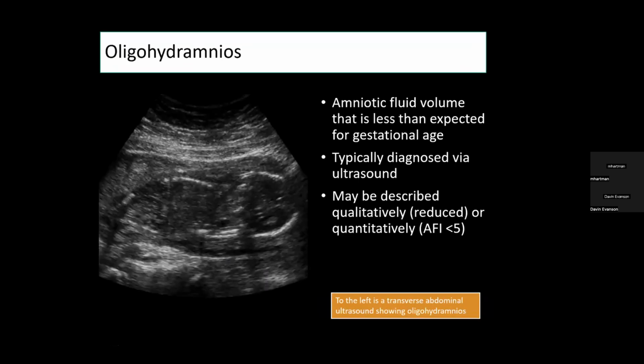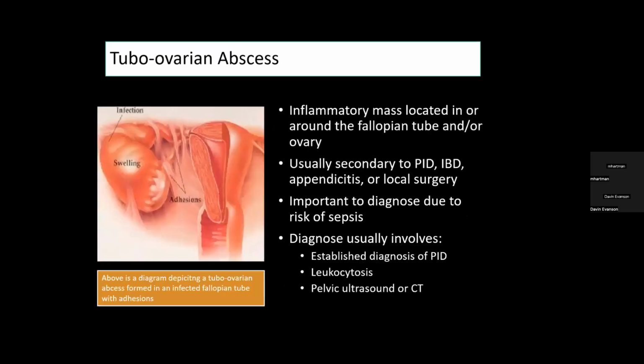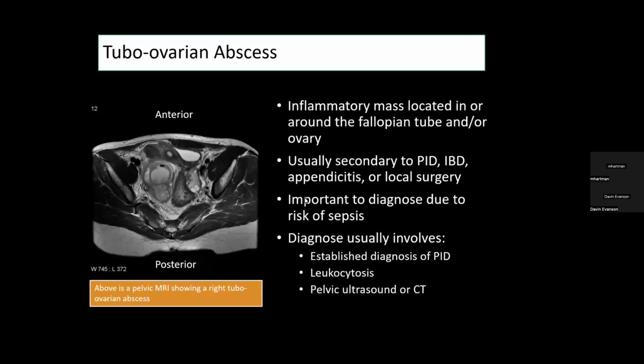The differentials for pregnancy, oligohydramnios, polyhydramnios, these are things we cover. Whenever I see oligohydramnios, I think of a renal problem in the little baby. Pathologies such as tubo-ovarian abscess, and what does it look like on MRI? Now, here are some Hartman pearls.